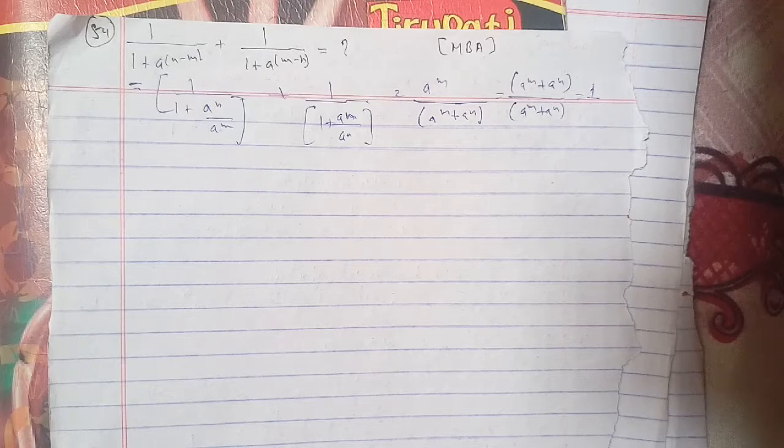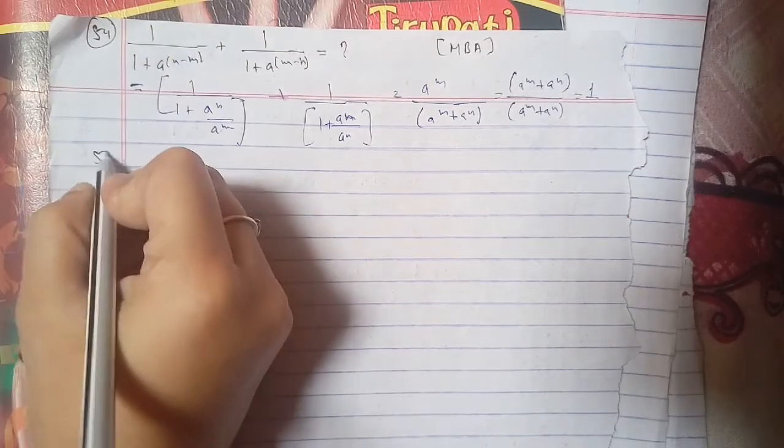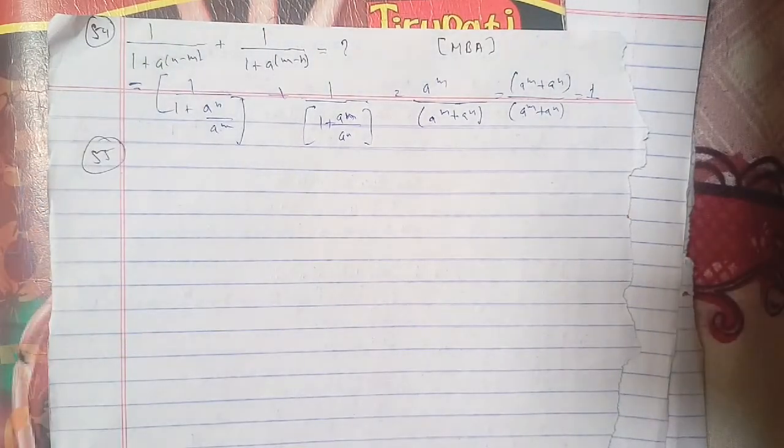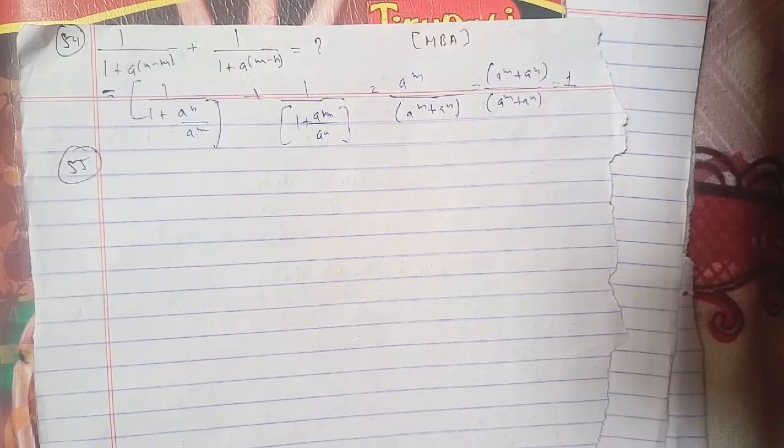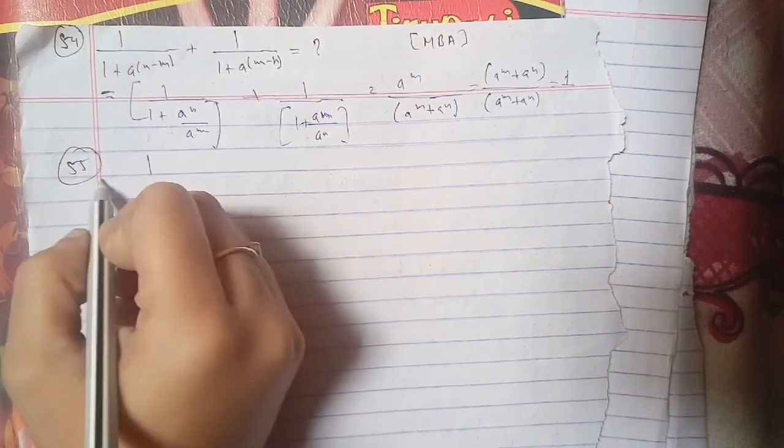I'll go ahead with another important question. It's the 55th question of the session. The question states 1 upon... This has also been asked in an MBA examination paper, so we'll go ahead with it.